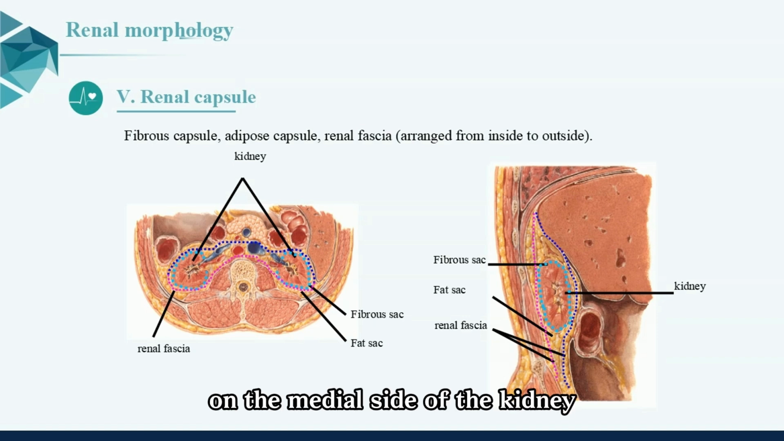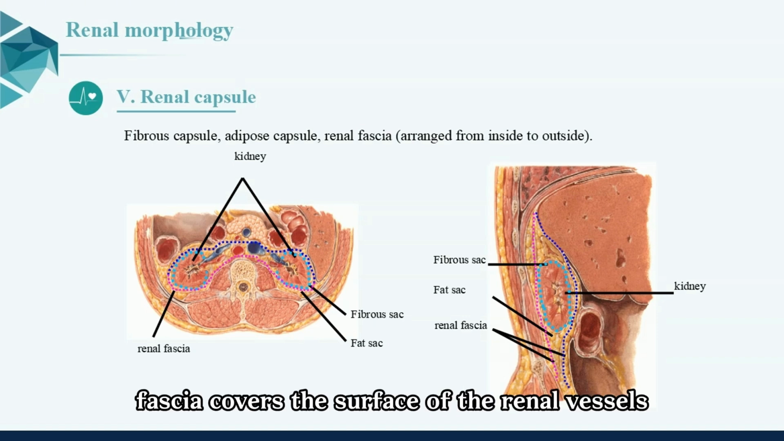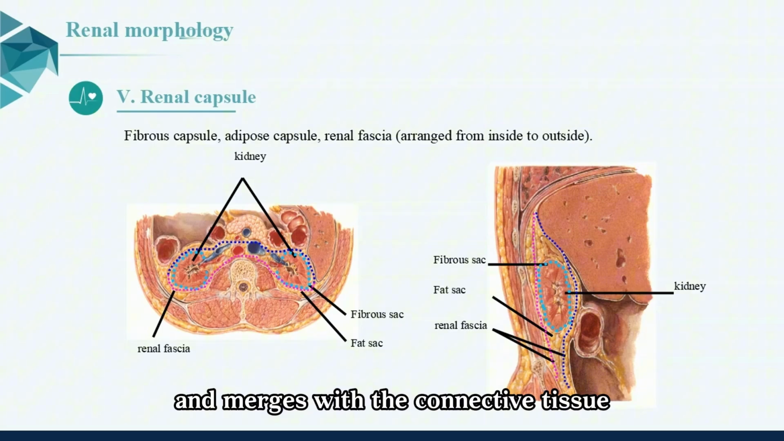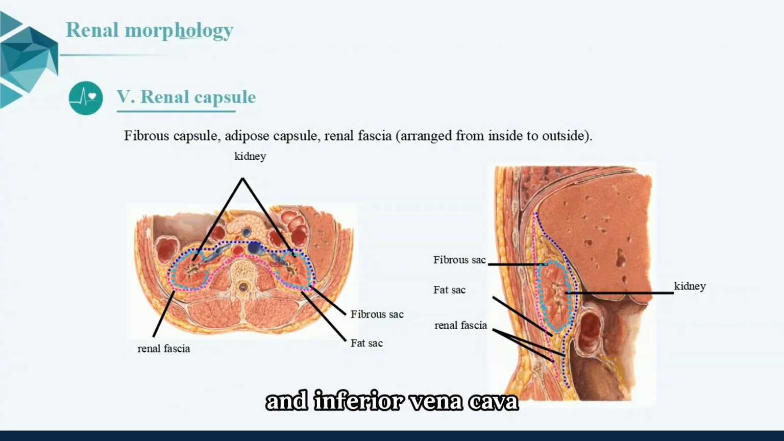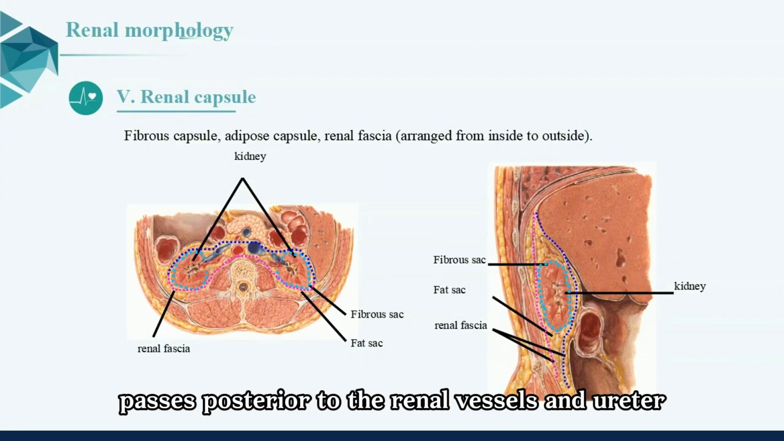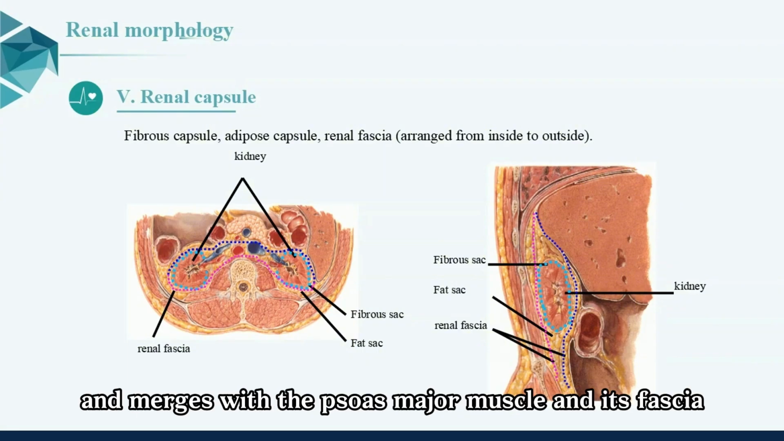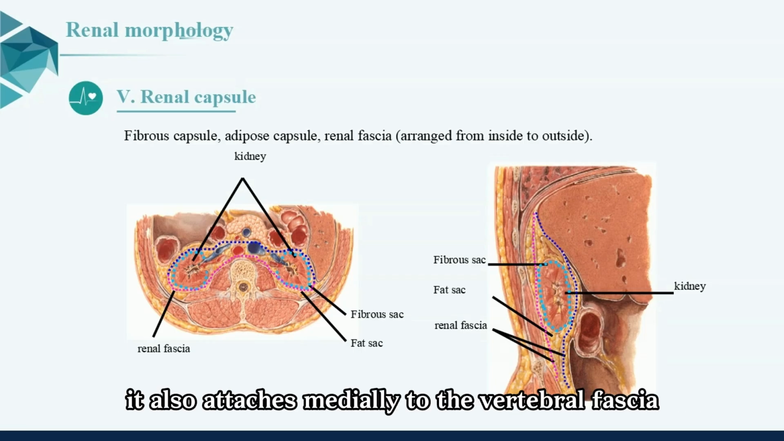On the medial side of the kidney, the anterior renal fascia covers the surface of the renal vessels and merges with the connective tissue on the surface of the abdominal aorta and inferior vena cava, as well as with the anterior renal fascia of the opposite side. The posterior renal fascia extends medially, passes posterior to the renal vessels and ureter, and merges with the psoas major muscle and its fascia. It also attaches medially to the vertebral fascia.